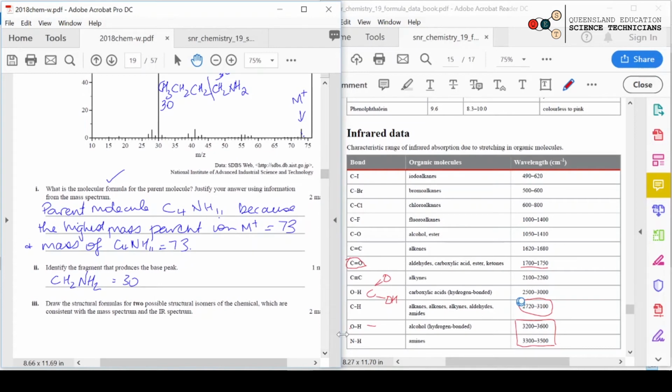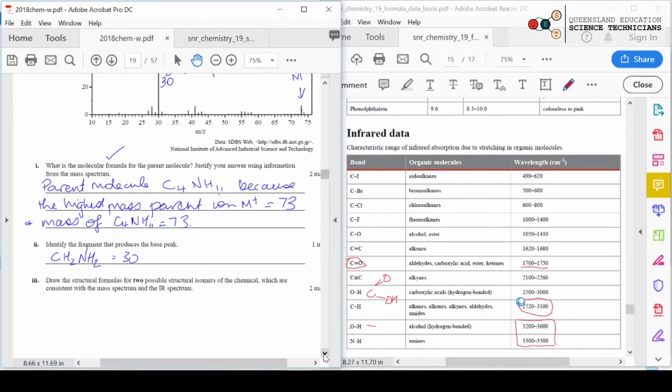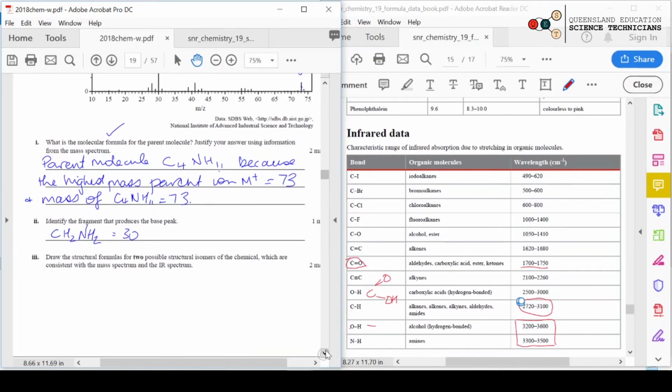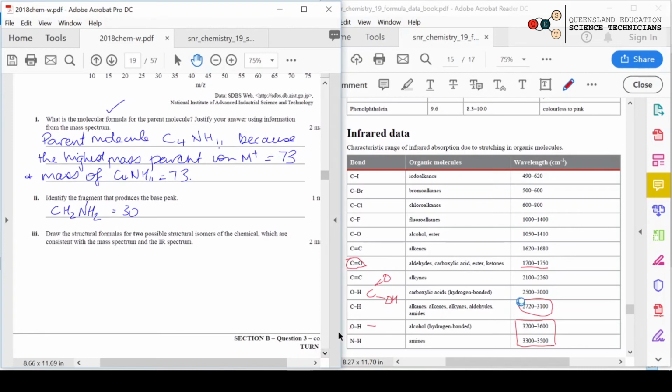So then we've been asked to draw the structural formula for 2 possible structural isomers of the chemical. So it needs to be consistent with both the mass spec and the IR. Now in this case, we know that it was the CH, so I'm just going to write up here my extended molecular formula. There are 4 carbons and then the NH2.